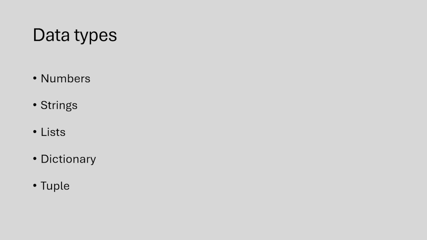As in many other languages, we have data types. Python supports many data types like numbers, strings, lists, dictionary, and tuple. These are the main data types, and apart from that, we have a few more available in Python. But those we'll see in the next video with some examples, how to use these data types, and how we can write our scripts using Python.